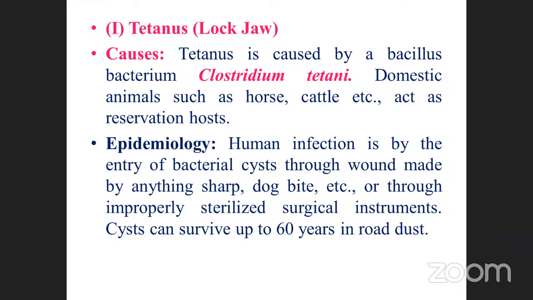Cysts can survive up to 60 years in road dust. Imagine how many years they can survive, 60 years. A human lifespan is normally 65 to 70 years nowadays, and the World Health Organization has given statistical calculations: 65 for males and 67 for females. But the cyst lives up to 60 years. Imagine. We are definitely also exposed to these things, but with immunity power they are easily ruptured.